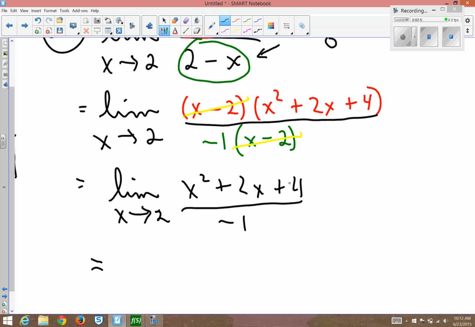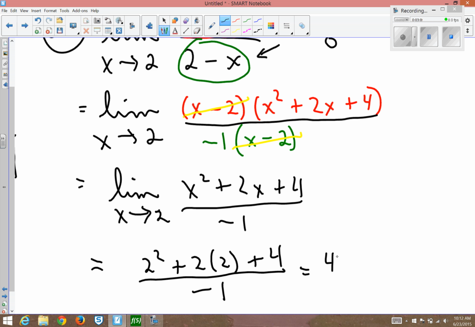The limit is 2 squared plus 2 times 2 plus 4 over negative 1. We find the value of this limit by just replacing every x with 2. That's 4 plus 4 plus 4, all divided by negative 1. So negative 12 is the answer.